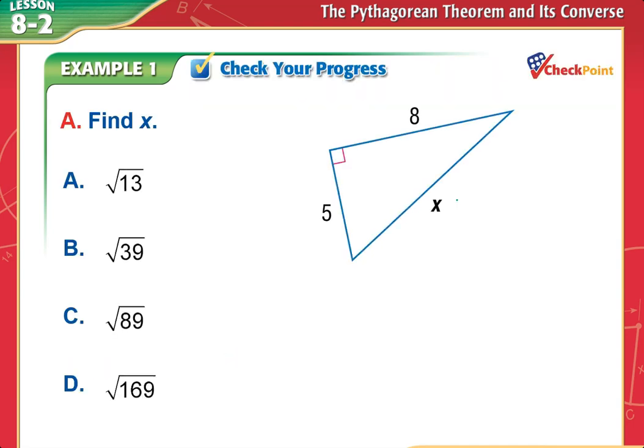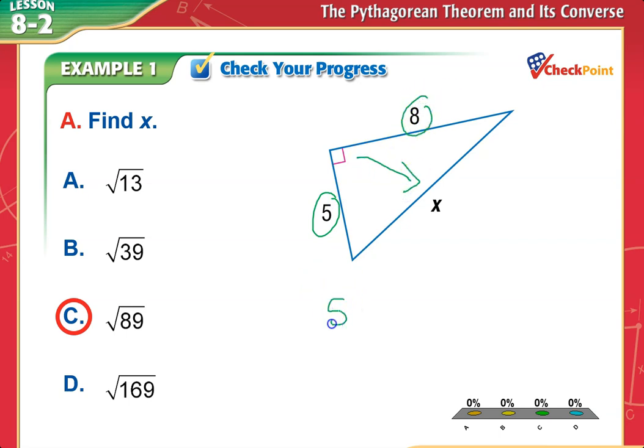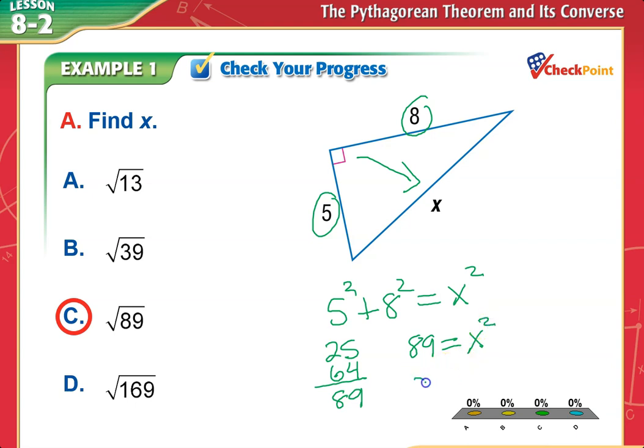Okay, check your progress. Go ahead and pause your video and solve for the hypotenuse. Okay, it's the square root of 89. And we find that by, these are my two side lengths. We're solving for the hypotenuse. So we have 5 squared plus 8 squared should equal x squared. We have 25 plus 64, which is 89. So we have 89 equals x squared. Therefore, x equals the square root of 89.